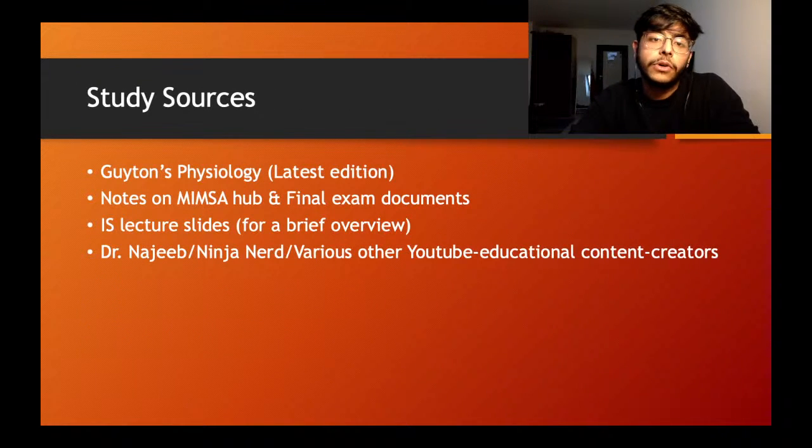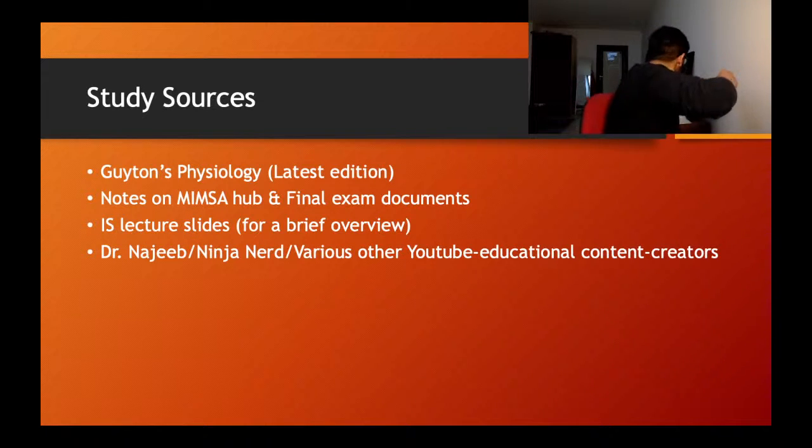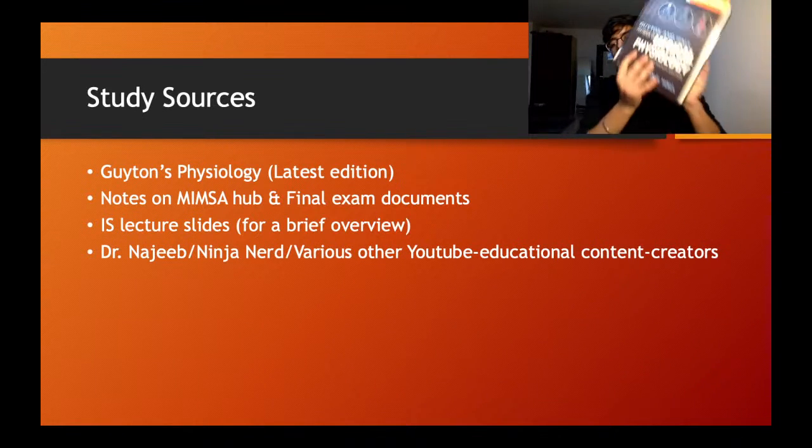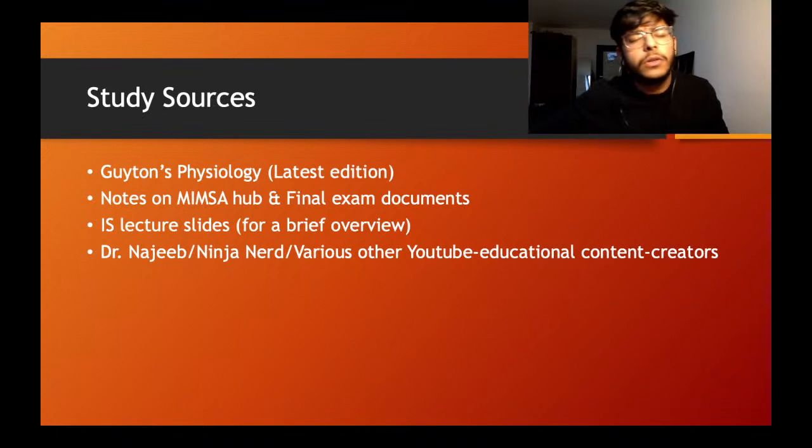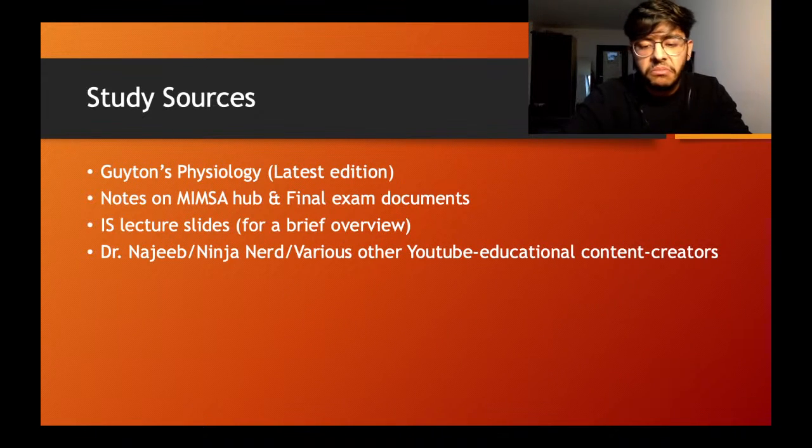Study sources for especially autonomic nervous system, I used the Guyton's textbook, which is this one right here. For anyone that doesn't know, you can also use Boron's or Costanzo, any one of the books that you find helpful for yourself. But personally, I stick to Guyton's. And I would say stick to one textbook, according to me at least.